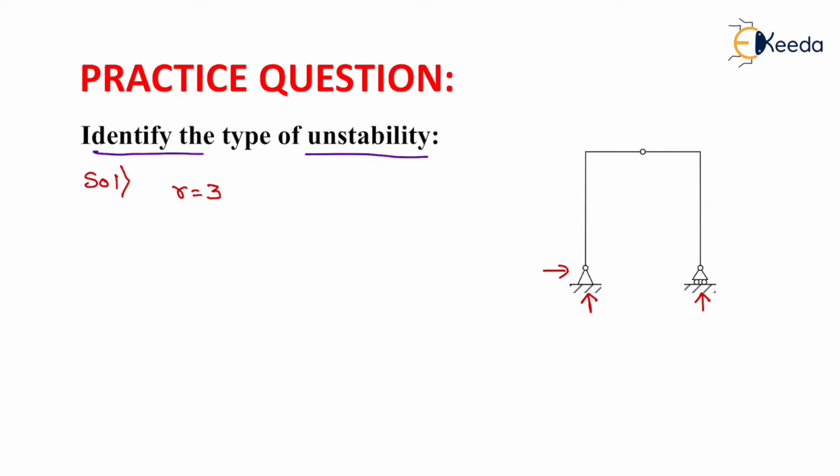Now we need to check the two conditions. The first one is whether all three reactions are parallel or not. In this frame, all three reactions are not parallel. So the first condition is not satisfied.